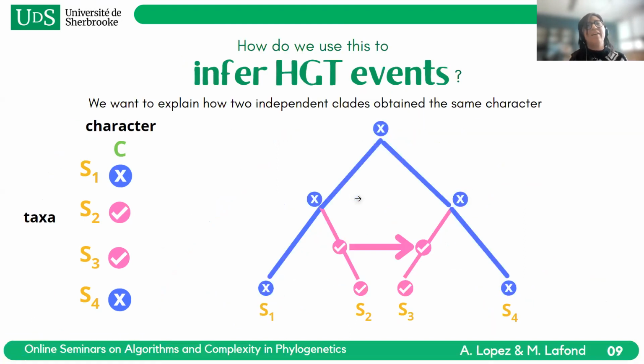So thinking biologically, the question here could be: how could we explain the acquisition of this character by these two different clades? So in this work, we propose that this kind of inconsistency can be explained as HT events.